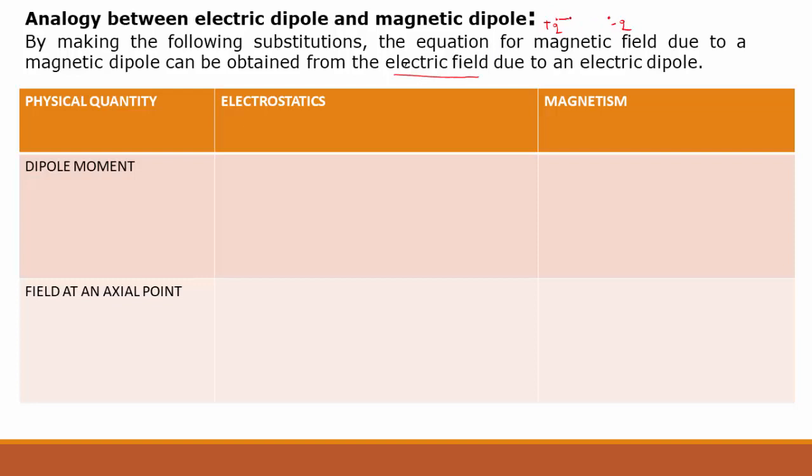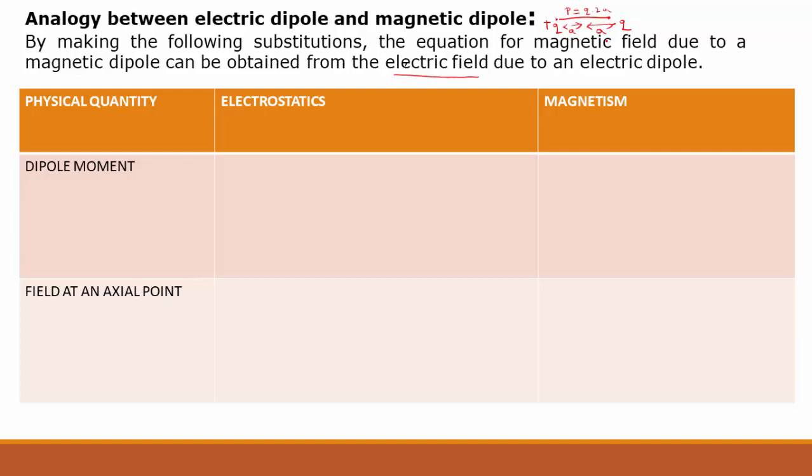Two point charges separated by a small distance are called an electric dipole. That is, p is equal to q into 2a. This is the midpoint of the electric dipole. This distance is taken as a, and this distance is also a. A plus a is 2a. The product of the strength of either point charge and the distance between the two point charges is called the electric dipole moment.